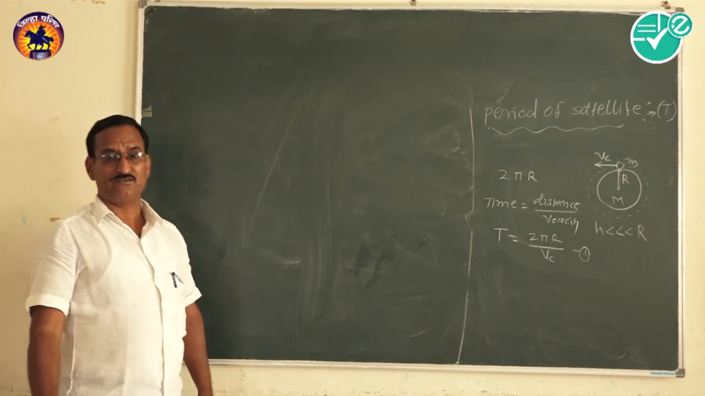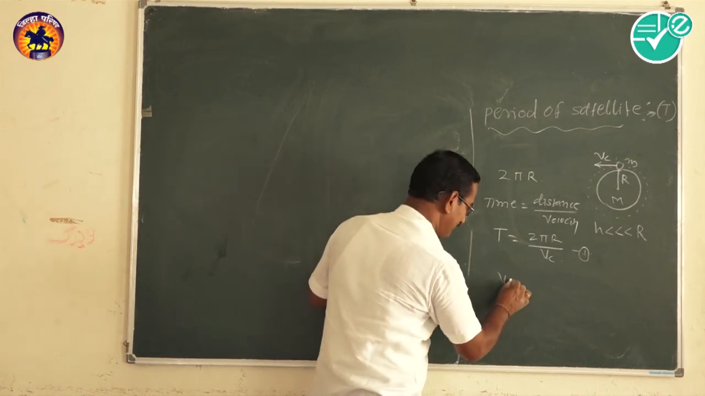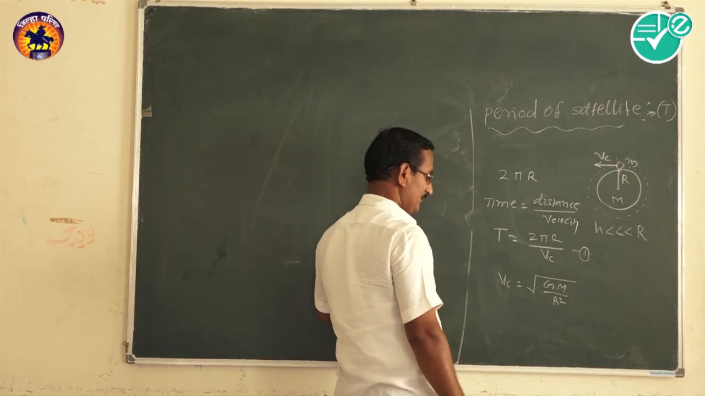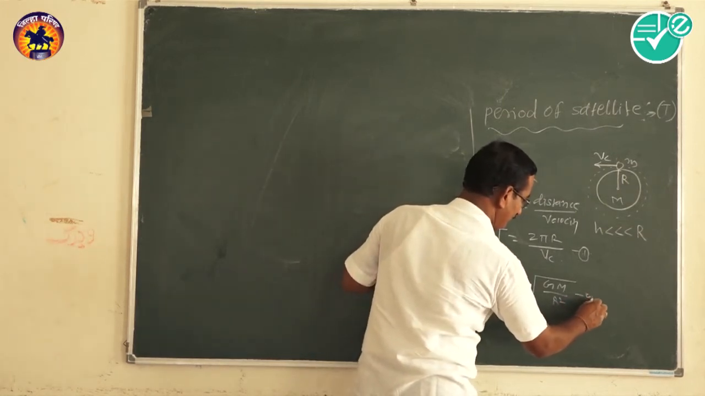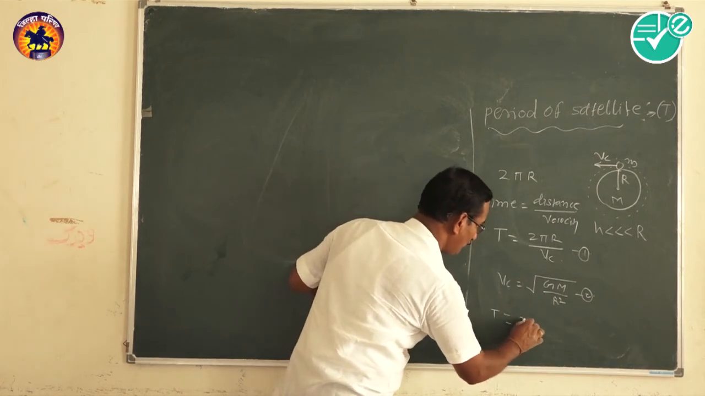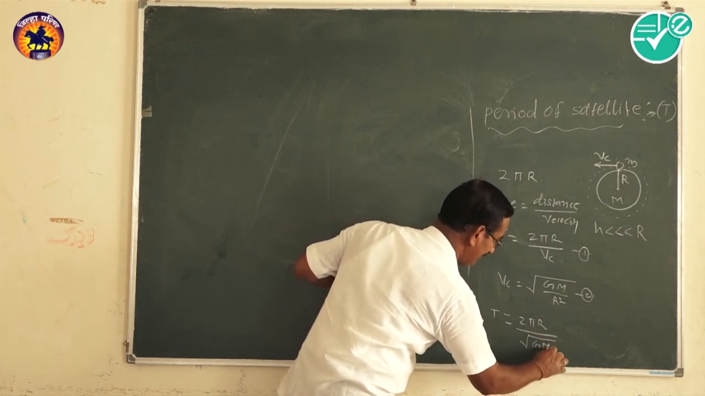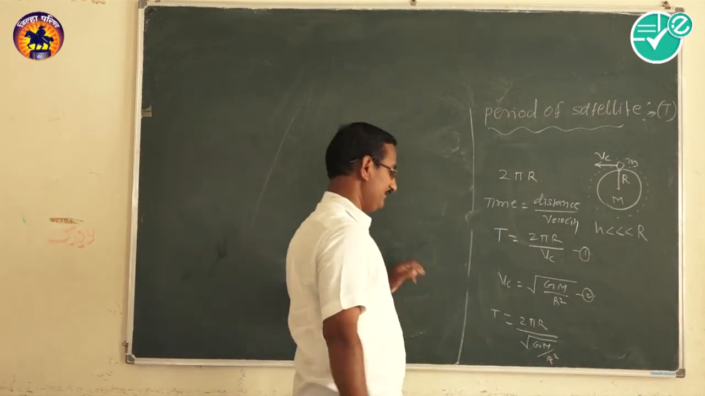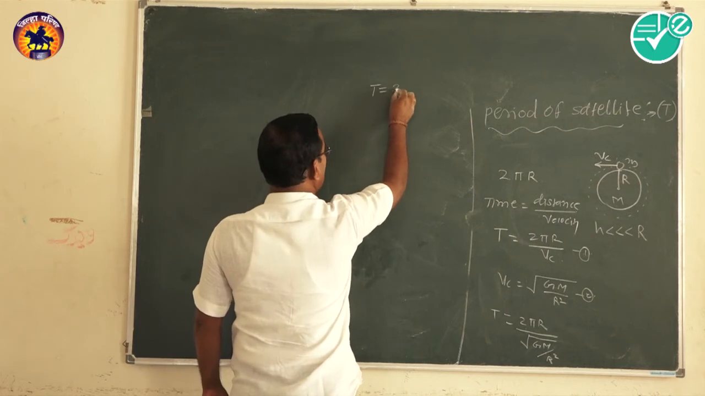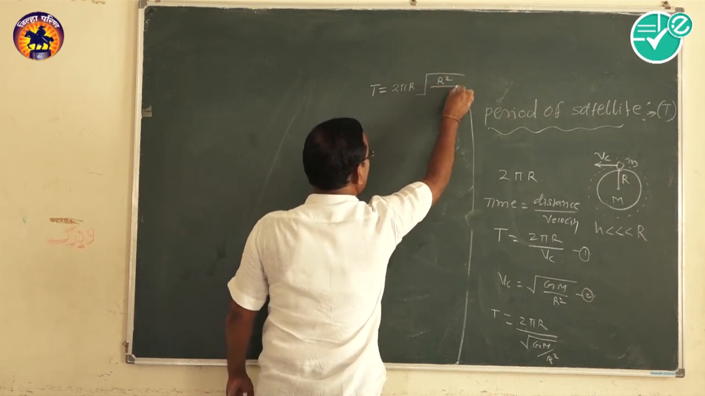But we know that the critical velocity of the satellite very close to the surface of Earth, that is vc, is equal to under root G capital M by R square. That is equation 2. Then we put the value of vc in the above equation, that is T is equal to twice pi capital R upon under root G capital M by R square. Then simplifying, T is equal to twice pi R in bracket, R square divided by GM.